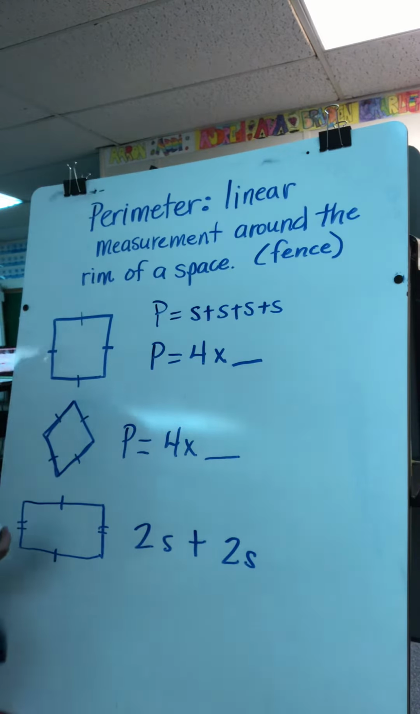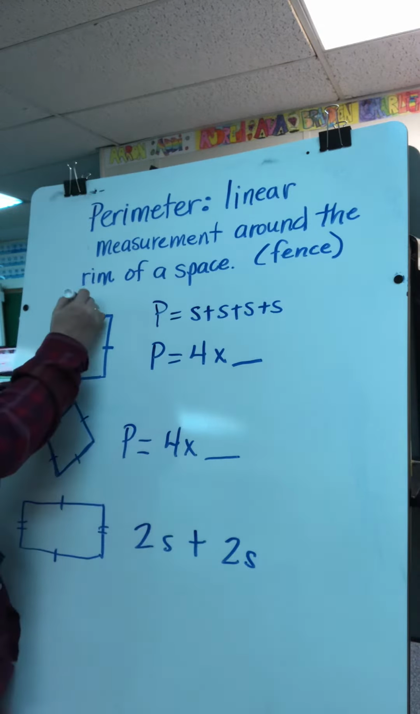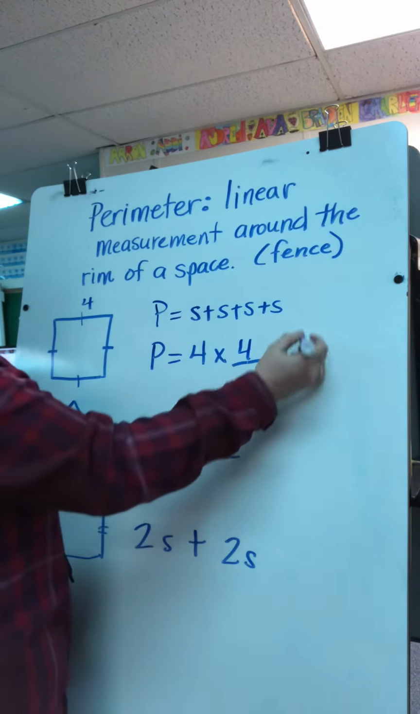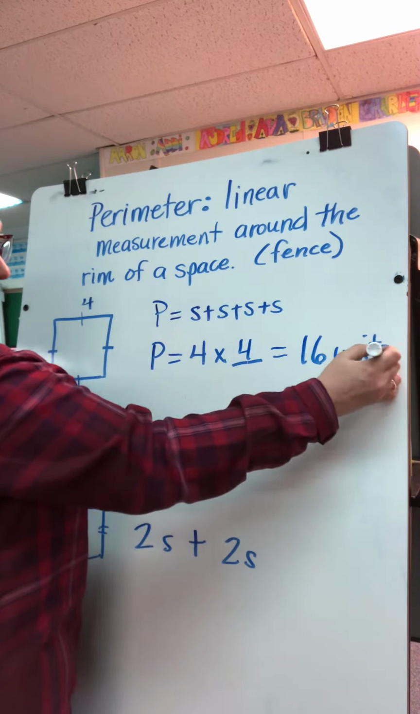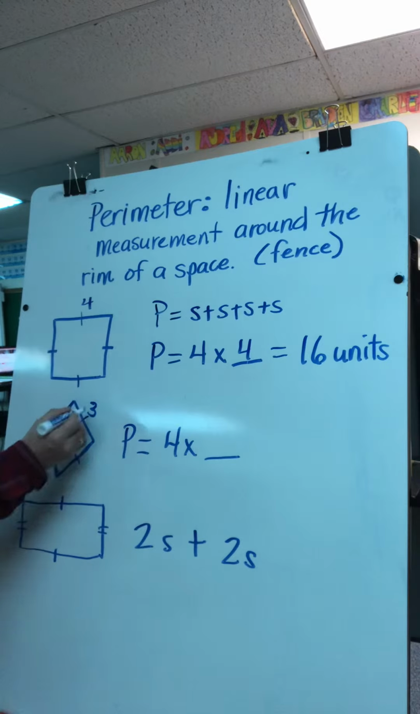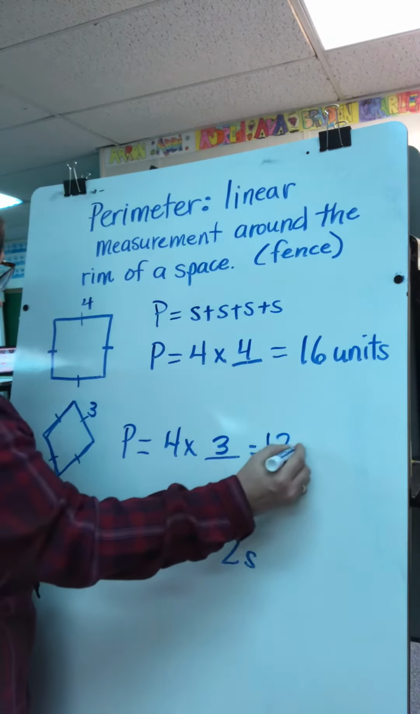So let's say that for our square, each of these sides is equal to 4. So we would say 4 times 4 equals 16 units for the perimeter. If on the rhombus our sides were equal to 3, we would have 4 times 3, or 12 units.